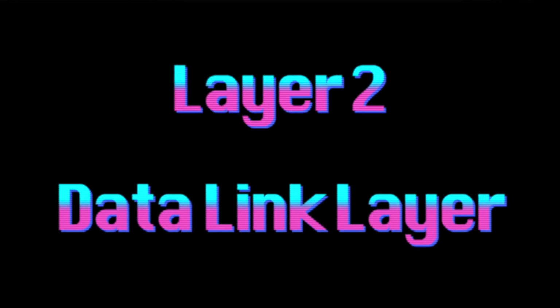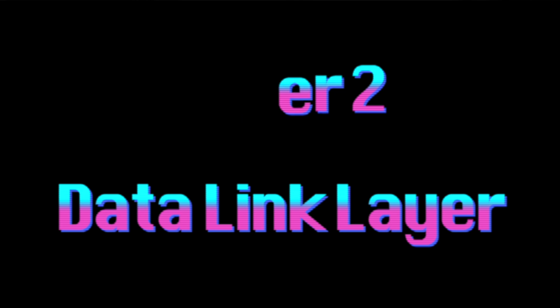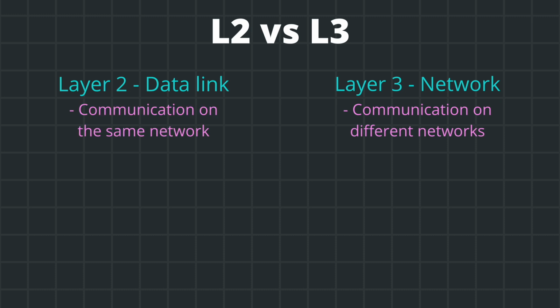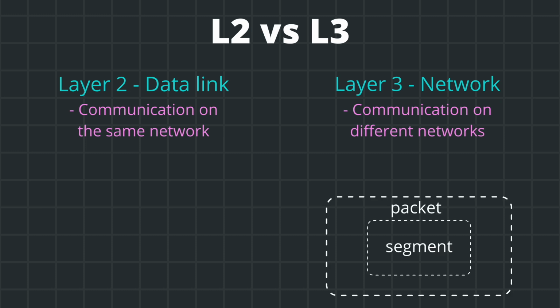So that brings us to layer 2, which is the data link layer. You're going to notice some similarities between this layer and layer 3. So while layer 3, the network layer, was responsible for communication on different networks, layer 2, the data link layer, is responsible for communication on the same network. So at layer 4, we had segments, at layer 3, we had packets, and at layer 2, the data is further broken down into what are known as frames.